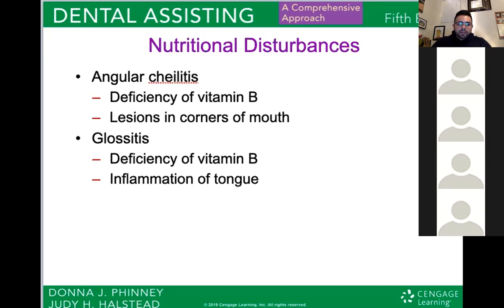Glossitis creates a bald tongue appearance and may be painful to the patient. This can be caused by a deficiency of vitamin B, and it's just the inflammation or painful inflammation of the tongue.